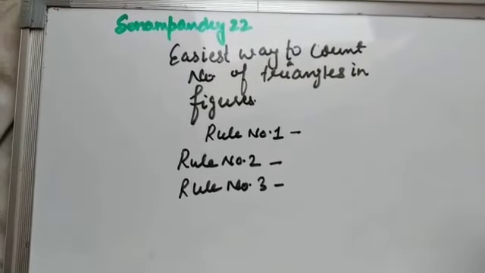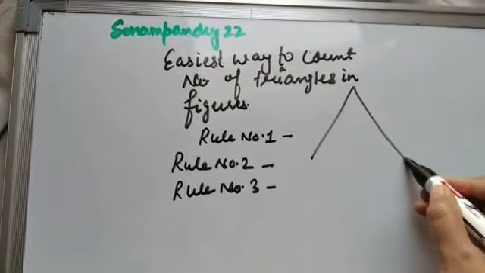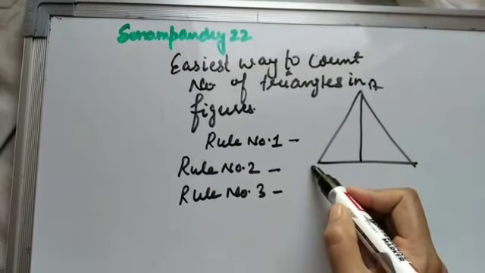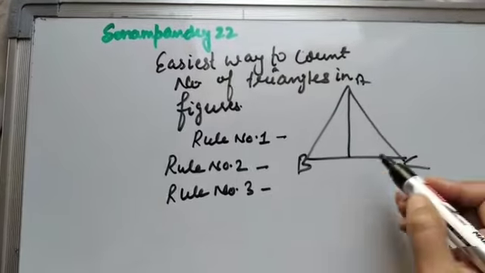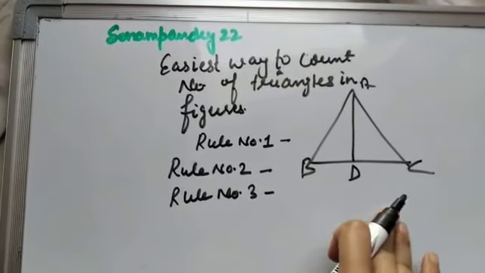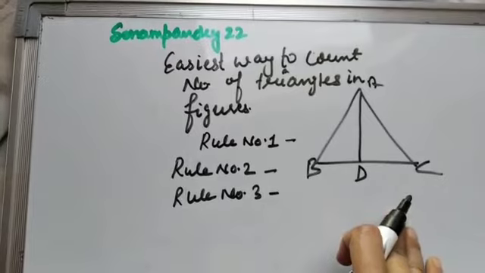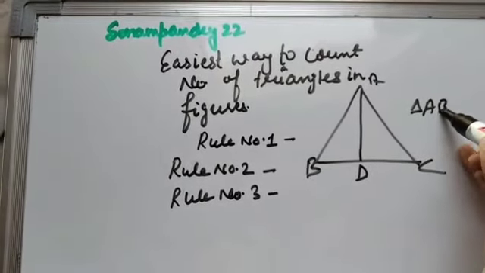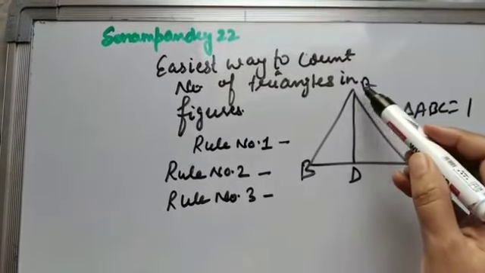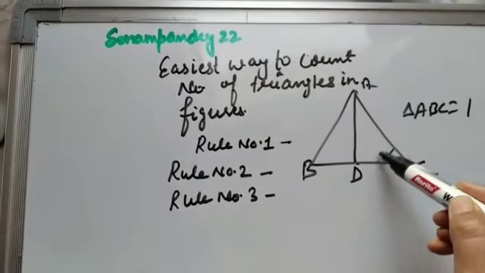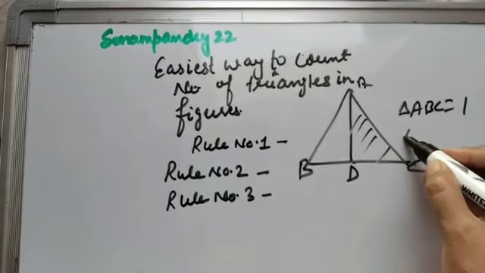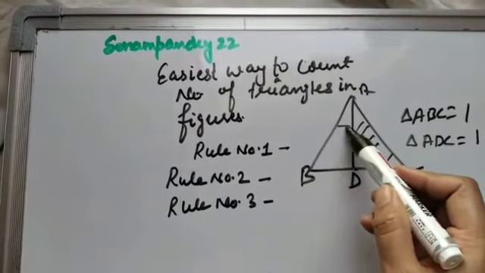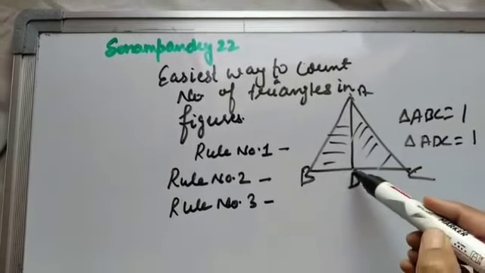So let's start. Now the figure is like this. You can see it's a triangle A, B and C, and this is D. You have to count the number of triangles here. So easily you can count triangle A, B, C, which means 1. Triangle A, D, C, this one. And the third one is this one, triangle A, D, B.